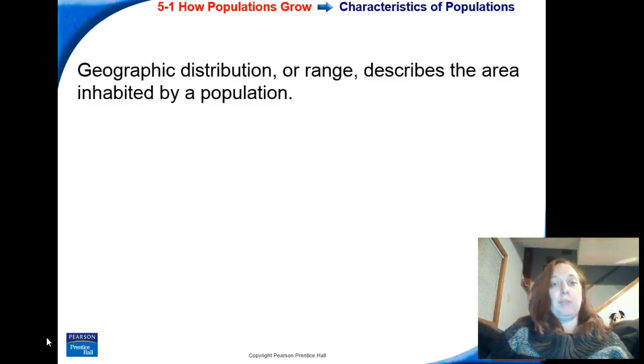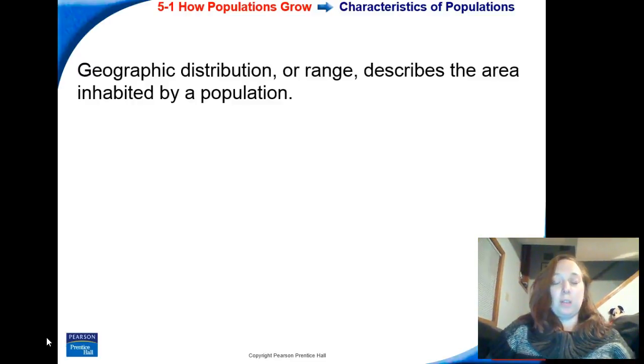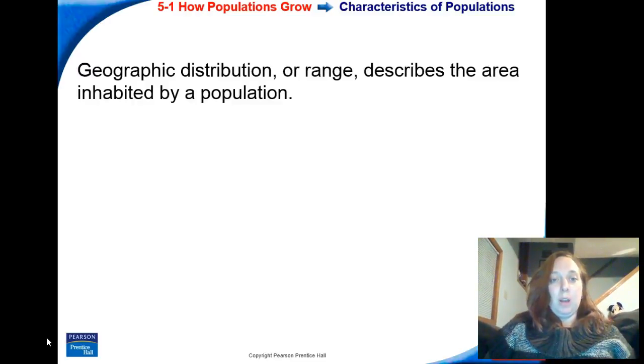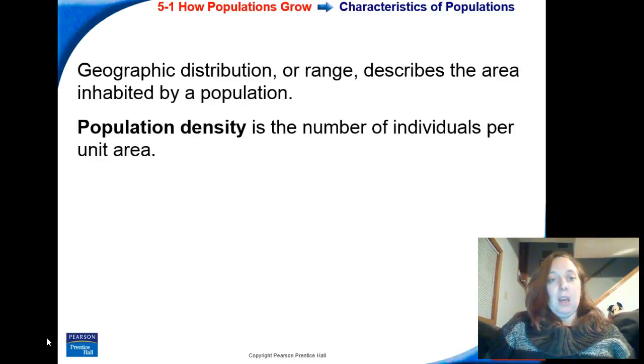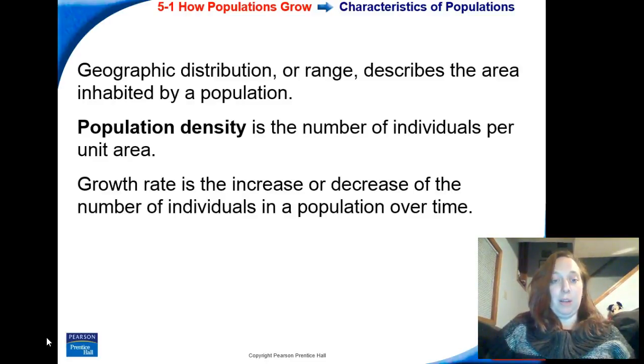The first one is geographic distribution. This is really the range, where it's located. So when we talk about geographic distribution, we're talking about where does the organism live geographically in specific areas. The other part that goes with that is population density. Population density is the number of individuals within that unit area, as it says on your screen. Really what that means is how thick, how heavy are we actually looking at population within a specific area.